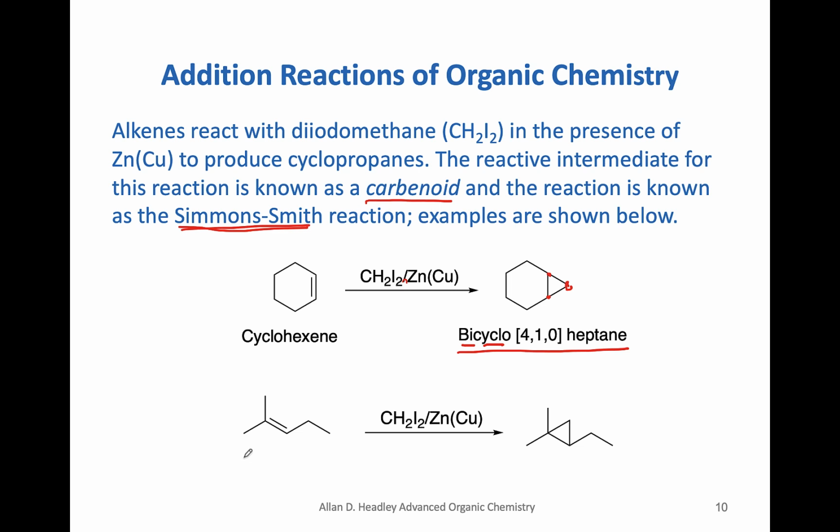So another example here is the same compound we had before, but in this case the reagents are different. This is for the Simmons-Smith reaction, so it's really the addition of a carbene to that alkene to form the cyclopropane as our product.